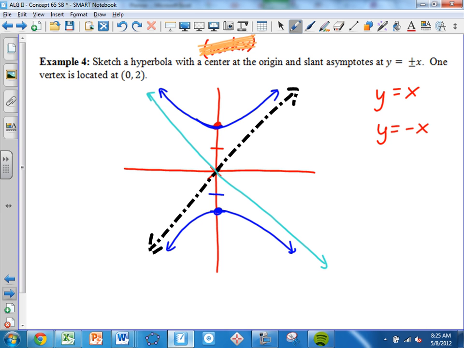The dashed lines are your asymptotes. They only help you draw the graph. They're not actually part of the function. Again, asymptotes don't really exist. They're not actually part of the function.